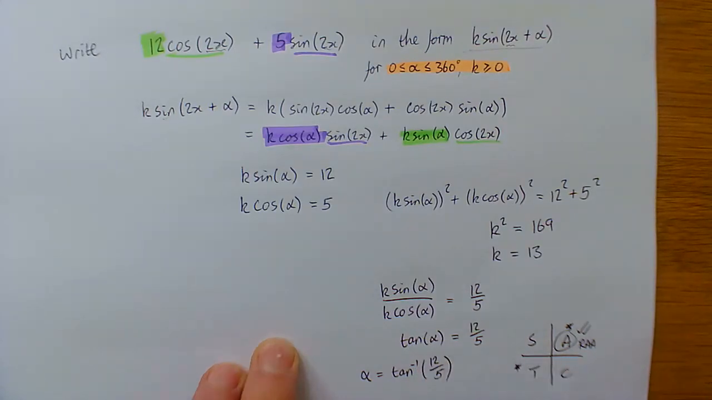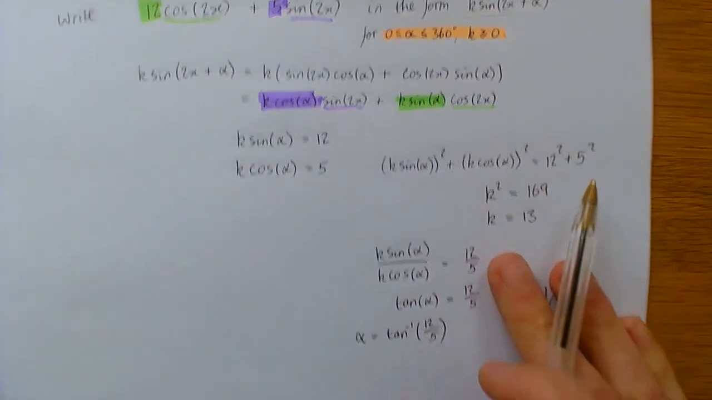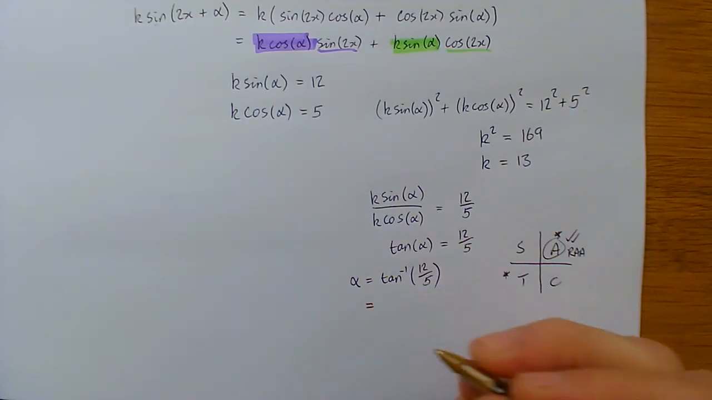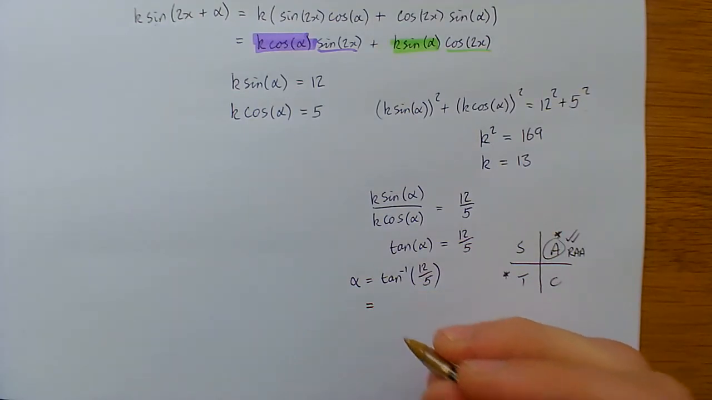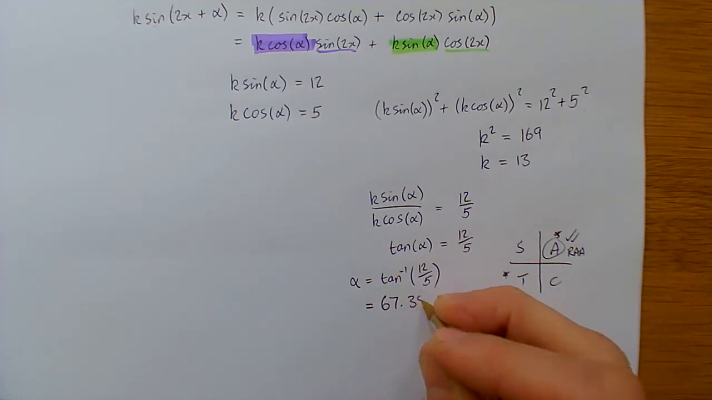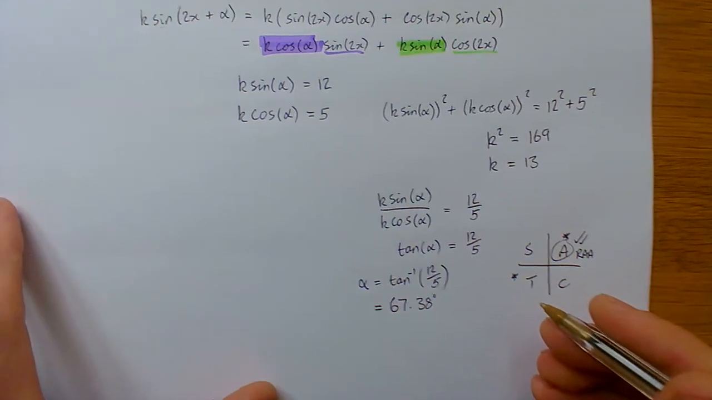Now, one thing I haven't mentioned so far, if this was in radians in the original question, all you'd want to be doing here is just working this out in radians. We're in degrees for these questions, but that is the only alteration being in radians would make to our method. Putting that in the calculator and rounding it, we get 67.38 degrees.